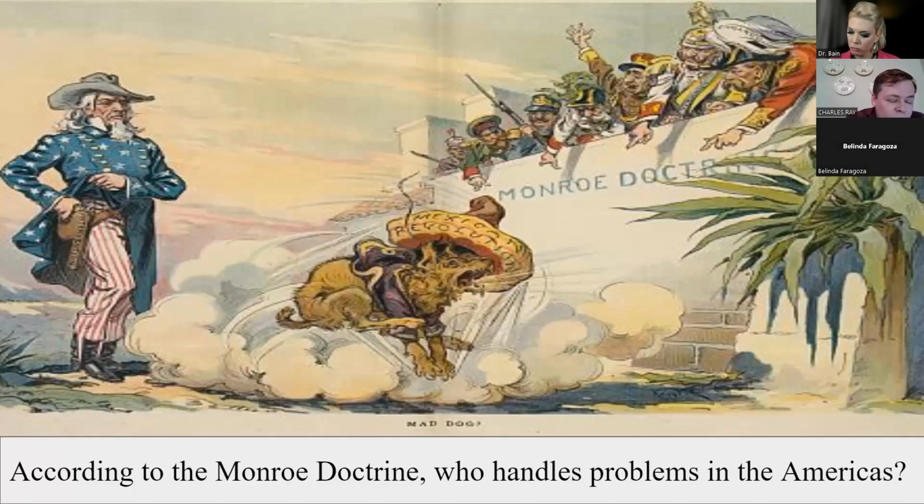Early on, the Europeans don't pay a whole lot of attention to this, but later on, this will become a very huge piece of American foreign policy. It gives the Europeans a little more of a pause when it comes to dealing with the Western Hemisphere.